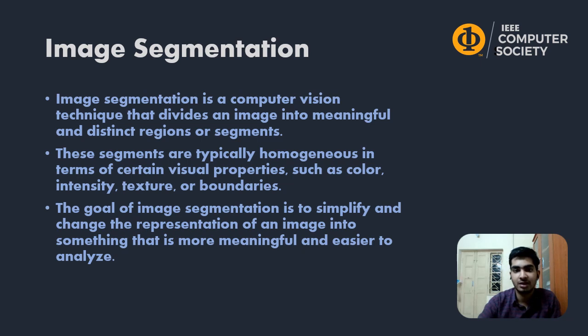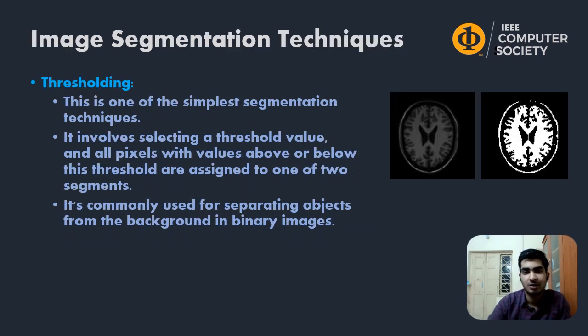Now we will see something related to image segmentation. Image segmentation is a computer vision technique that divides an image into meaningful and distinct regions or segments. These segments are typically homogeneous in terms of visual properties such as color, intensity, texture, or boundaries. The goal of image segmentation is to simplify and change the representation of an image into something that is more meaningful and easier to analyze.